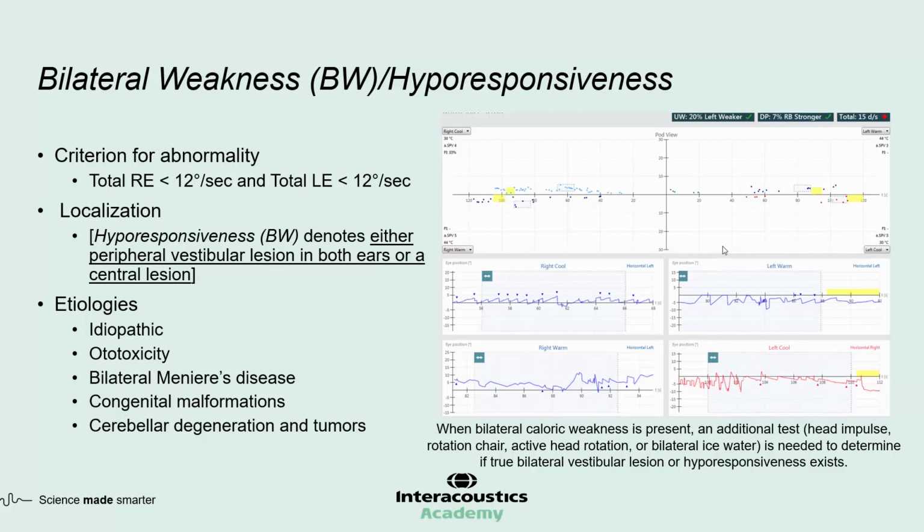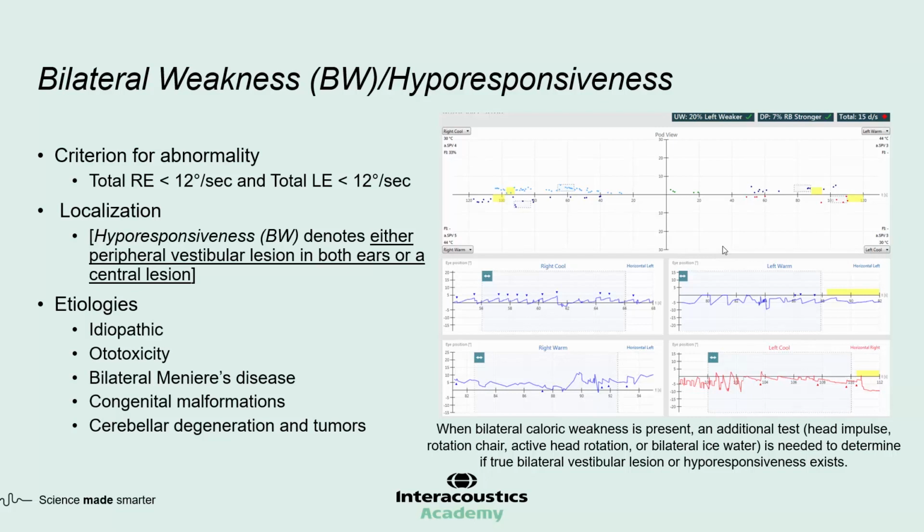The localization, in many cases, it's a bilateral loss of peripheral function in both ears, but you can also have central abnormalities that cause bilateral weakness. So for example, if somebody has a tumor at the cerebellum that's blocking the neural firings from reaching the central nervous system, these patients might have bilateral vestibular loss.